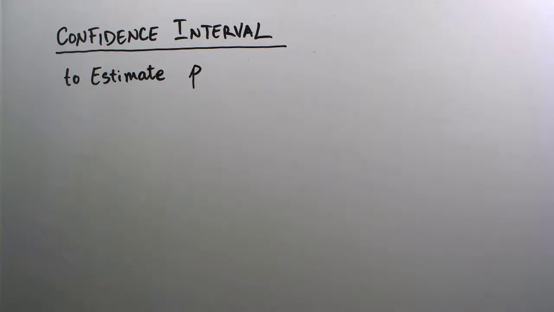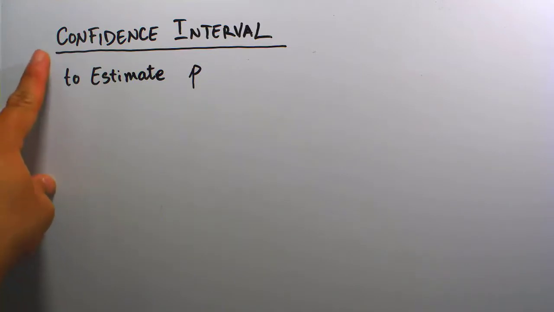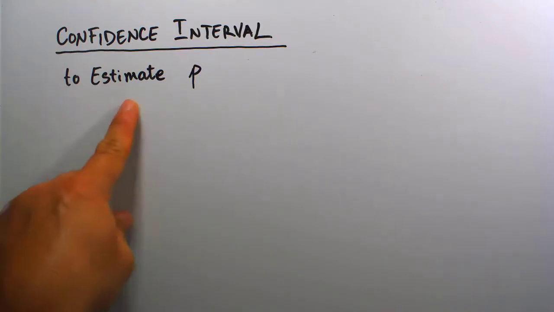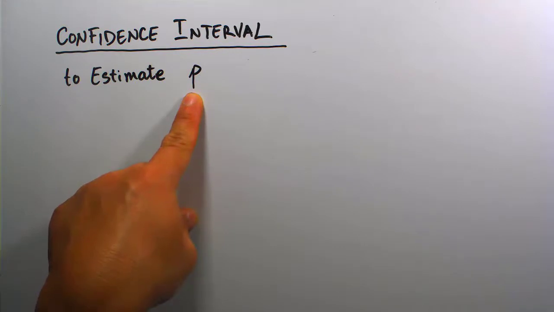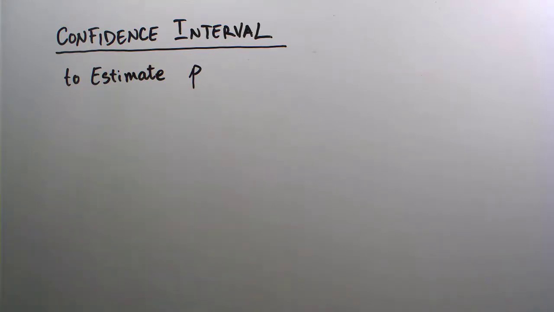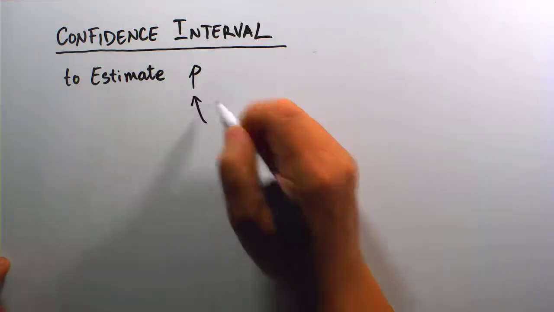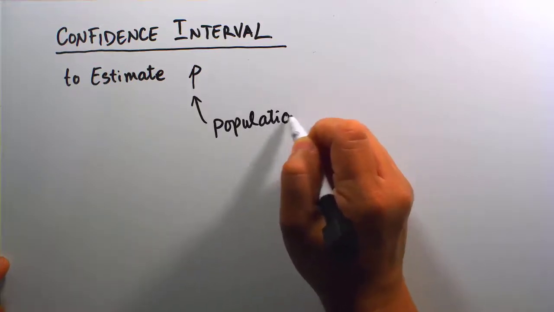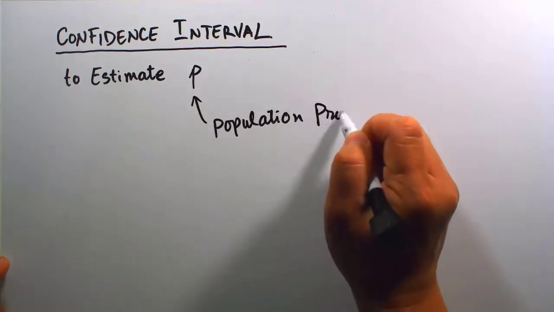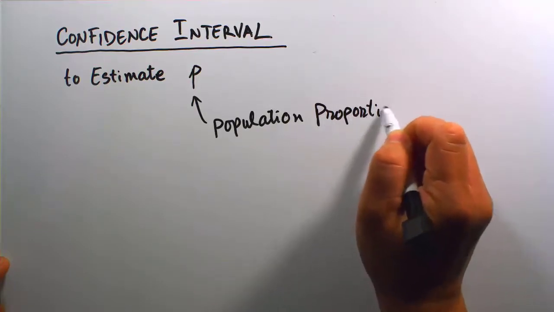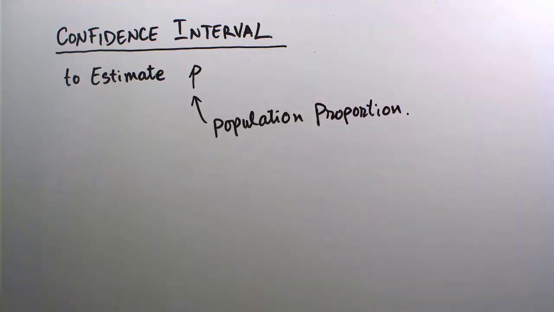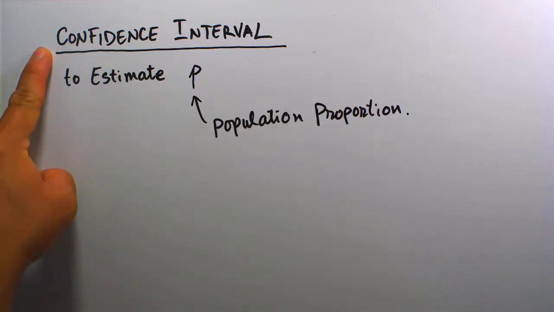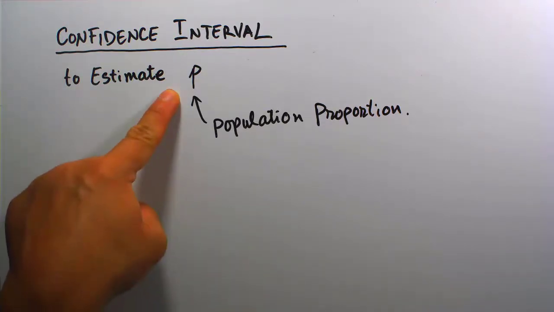All right, so let's now learn about the confidence interval. How to use a confidence interval to estimate a value of p. And this is a lowercase letter p, so what it means here is we're estimating a population proportion value. And so I will be showing how to find a confidence interval to estimate a population proportion.